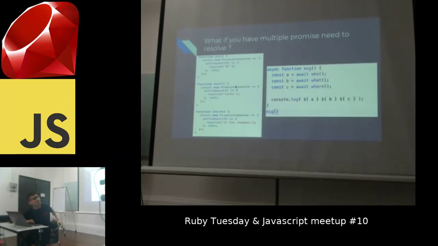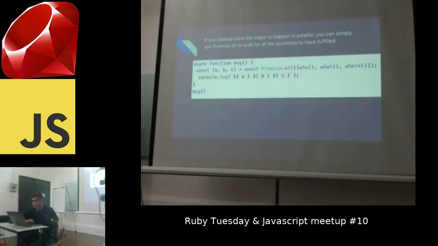For example, you've got three promises that complete their tasks at different times. So if you use an asynchronous function, you await three promises, right? In JavaScript, we have a promise function called Promise.all. If you want them to happen in parallel, like what you mentioned, you can simply use Promise.all. It will combine all the promises, together with the await keyword.